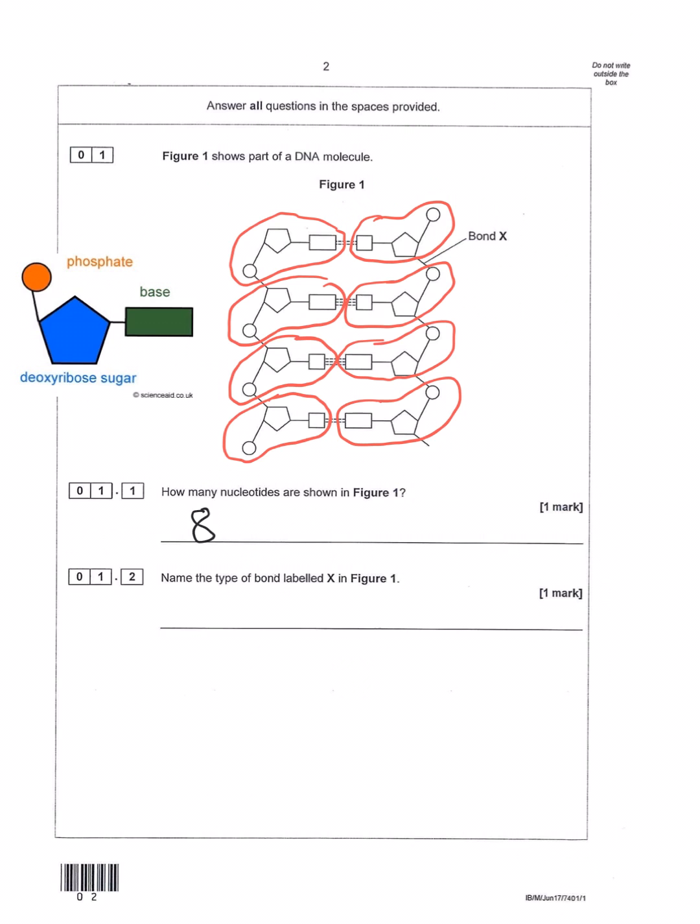you can see, the bond labelled X is present in the sugar phosphate part of the DNA molecule. So this is called the phosphodiester bond and joins nucleotides together between the deoxyribose sugar and the phosphate group.